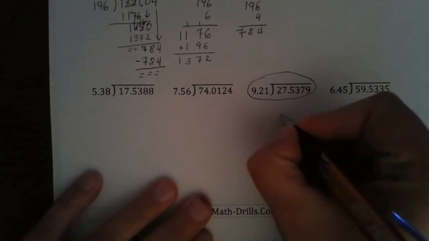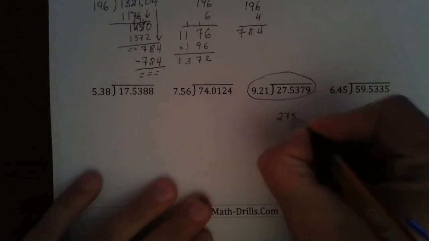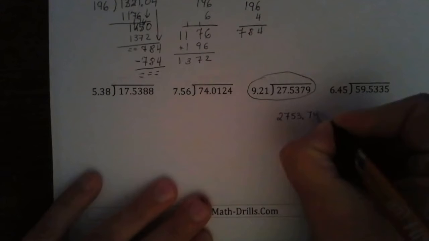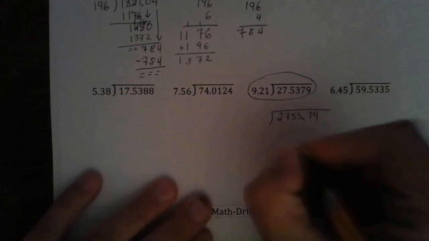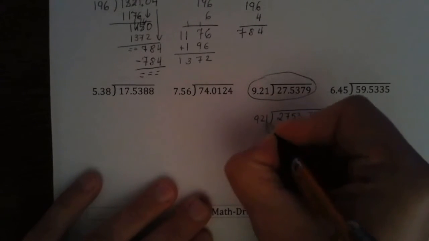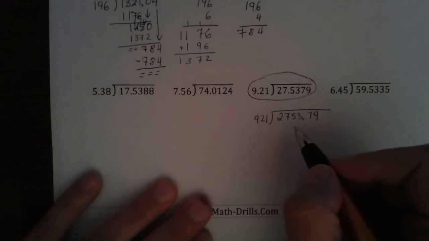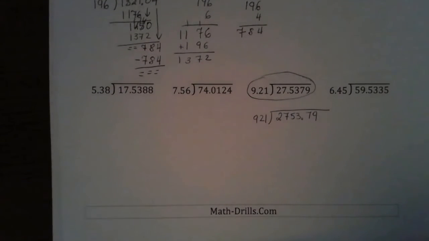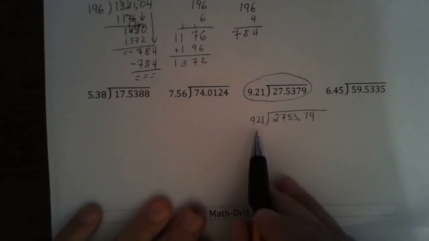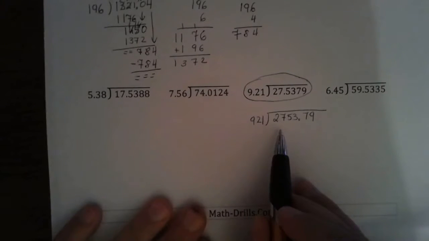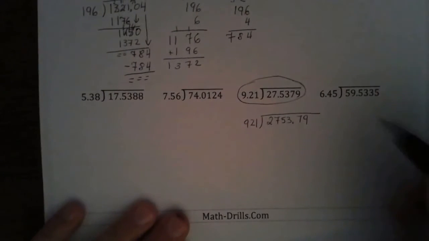Move twice. So our problem should work something like this. Right? We multiply by 100. So I can have a whole number here. It won't go into 2, it won't go into 27, it won't go into 275. So I have to look into 2,753. Well, how many times? Well, that's almost 1,000. That's almost 3. Well, let's try 2. I just want to try 2 first.